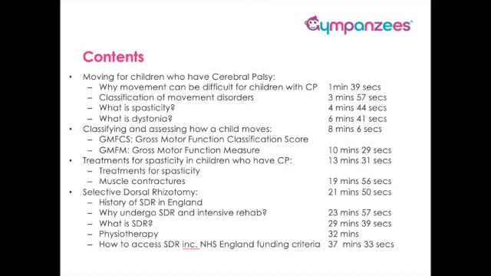So I'm going to talk about why moving can be difficult for children who have cerebral palsy, and we're going to classify spasticity and dystonia. We're also going to look at how, as physiotherapists, we assess how a child moves, and that's with the Gross Motor Function Classification Score and the Gross Motor Function Measure. Then we'll talk about treatment for spasticity in children who have cerebral palsy, before looking in much more detail at selective dorsal rhizotomy. So you'll see on your screen the different timings for the different sections of the presentation.